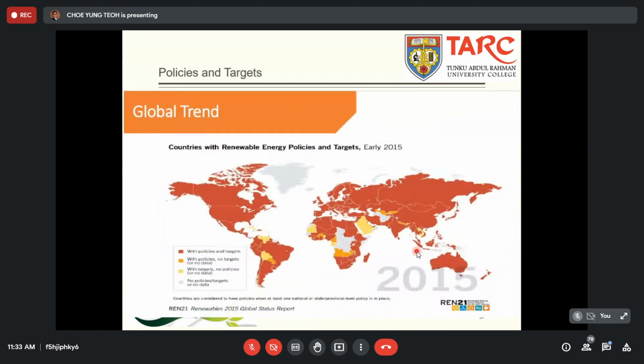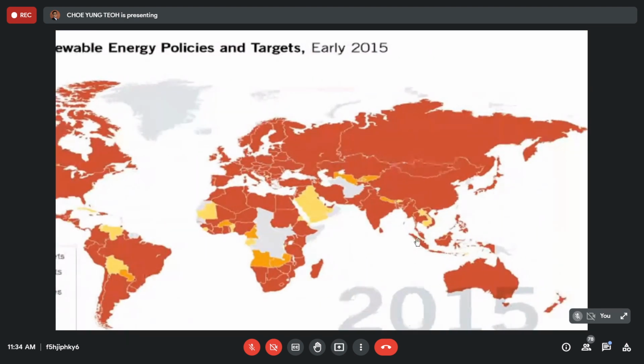Okay, then we go back to renewable energy. This is about the global trend for renewable energy. Which country has the target? Which country has the policy? So we look, maybe start from Malaysia. Malaysia is quite small over here. So Malaysia has the target and policy.